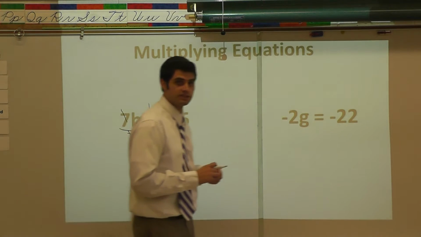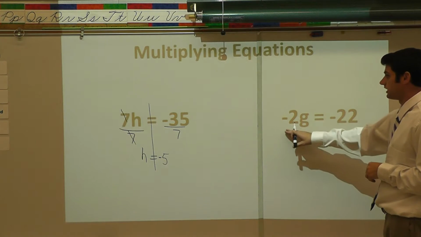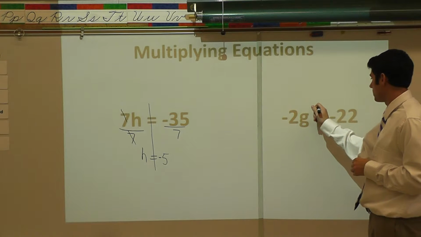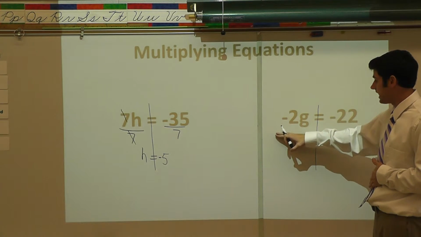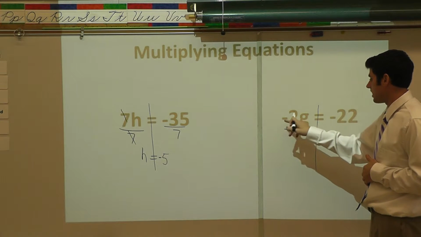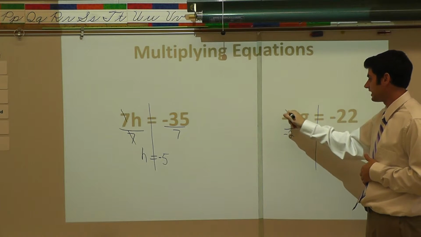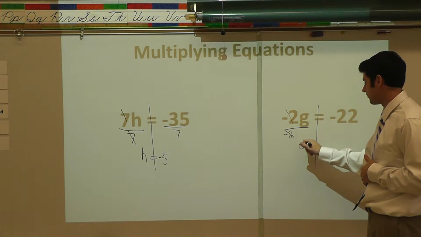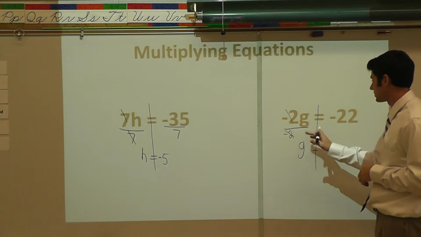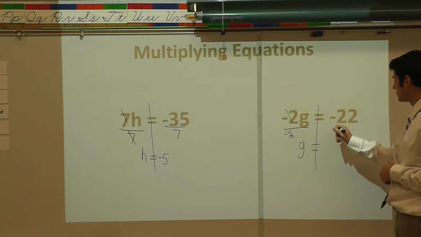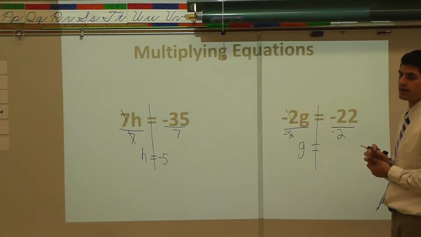Let's take a look at our problem on this side. In this problem, we have two negative numbers. So negative 2g equals negative 22. I'm going to draw that line down the middle. Now, I need to still divide on this side, only now I'm dividing by a negative 2. Because a negative 2 divided by a negative 2 is going to leave you with a positive 1, or in this case, the letter g. What I do to this side of the problem, I must do to this side. So if I divided that side by negative 2, I must divide this side by negative 2.